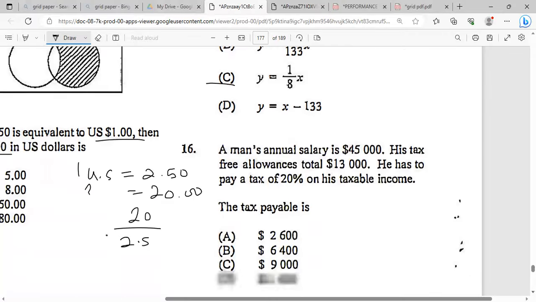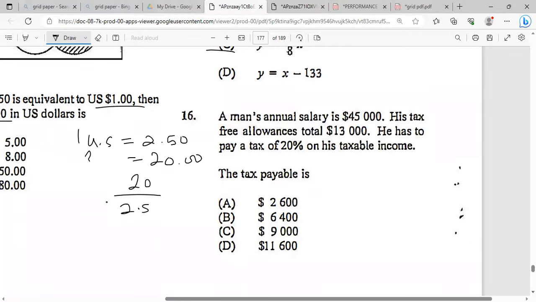All right, so a man's annual salary is 45,000. His tax-free allowance totals 13,000. He has to pay a tax of 20% on his taxable income. Now, the system says taxable income, so what we do is take off the amount we're not paying tax on.